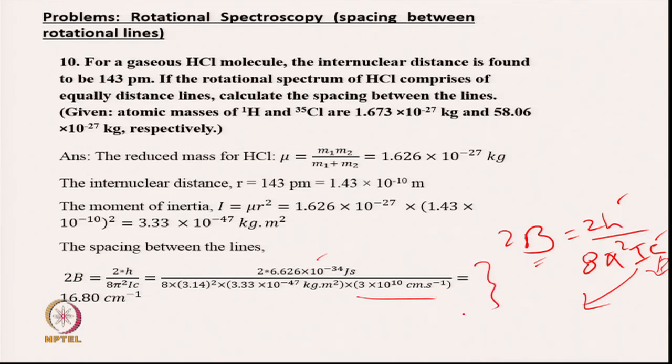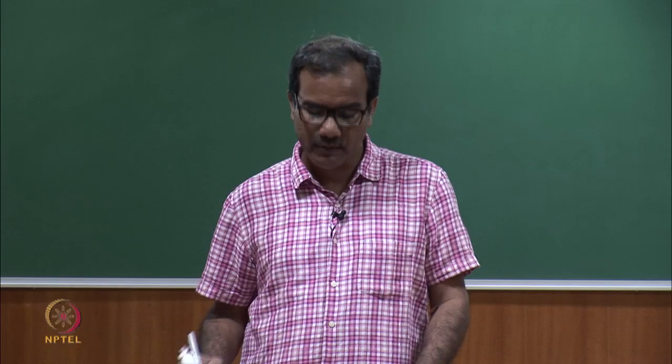Here I have calculated B in terms of centimeter inverse, or wave number unit basically, and wave number unit can be expressed either as meter inverse or centimeter inverse. If we are using meter inverse, then we have to express c in meter per second. If we want the answer in centimeter inverse, then we have to express velocity of light in centimeter per second. So, h and c are constants. What we need to calculate is I, and for I you need to know the reduced mass, which is mu.